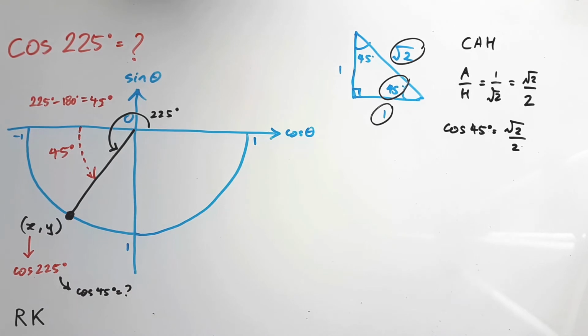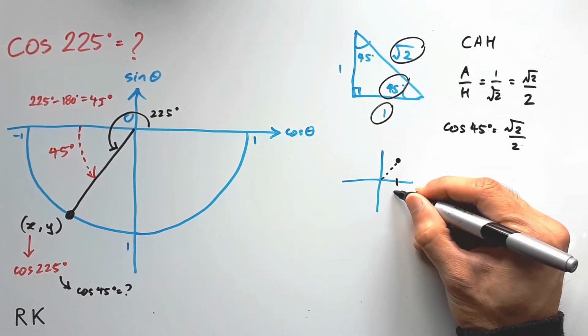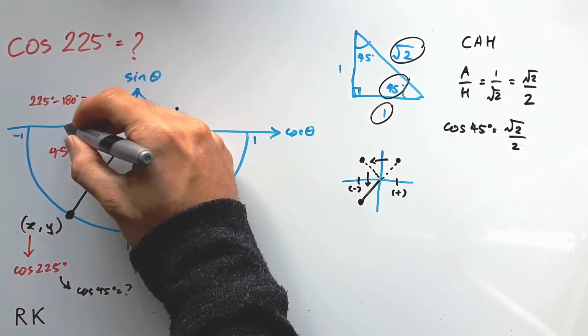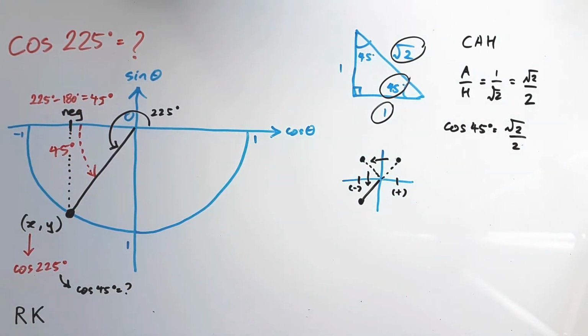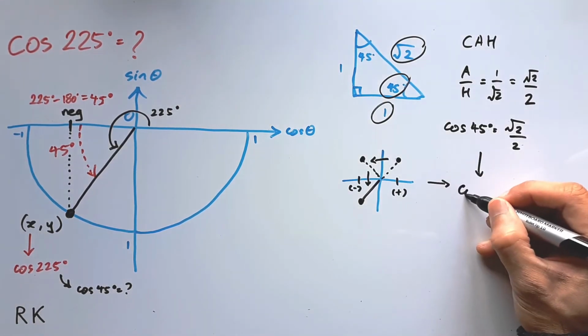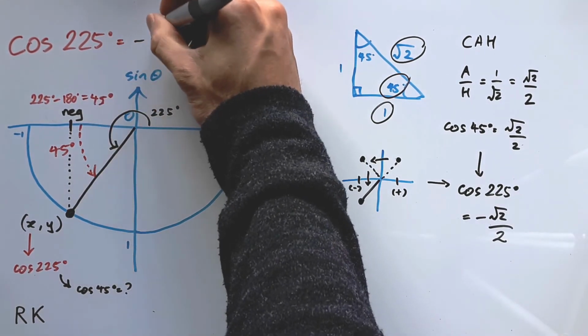Now we just need to compare the points. Anything we find from the first quadrant always yields a positive value. But our point is in the third quadrant. X is negative over here simply because x values are always negative on the left side of the graph. And since it is reflective, it uses the same number from our reference point. So the x value is just negative root 2 on 2, which means cos 225 is negative root 2 on 2. Done.